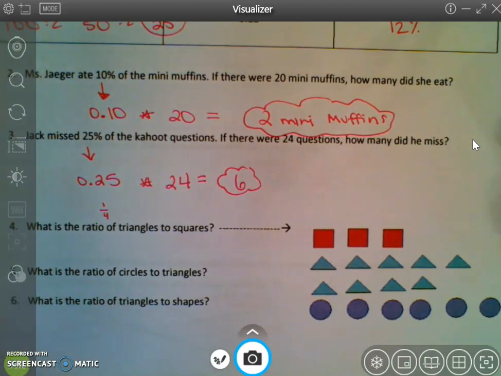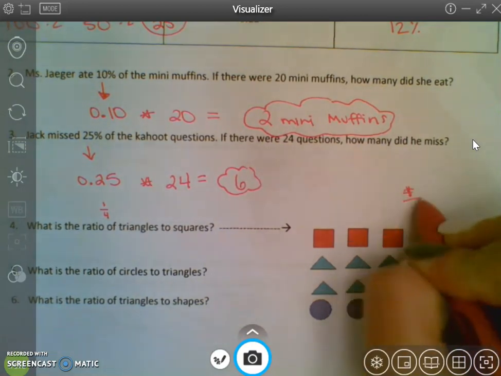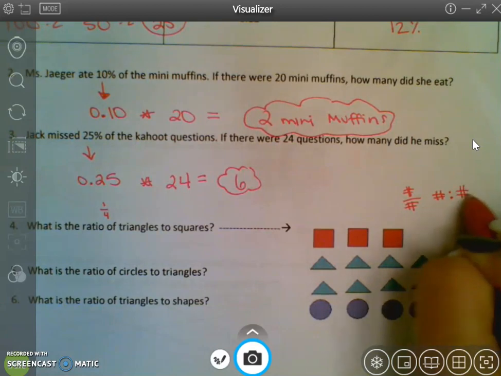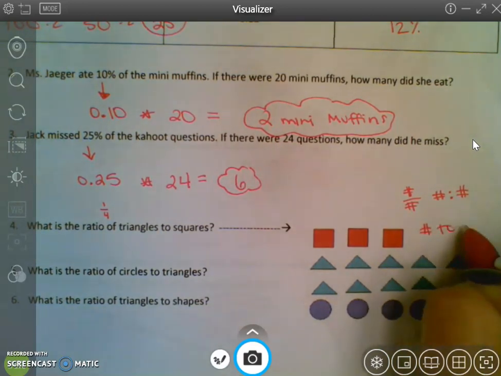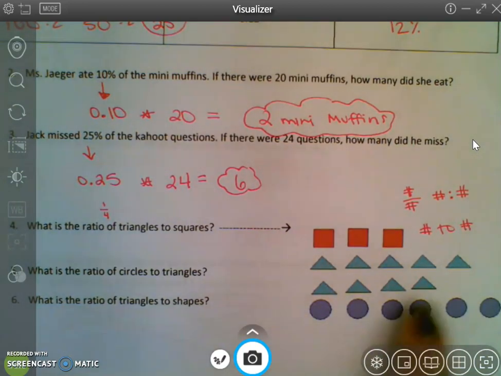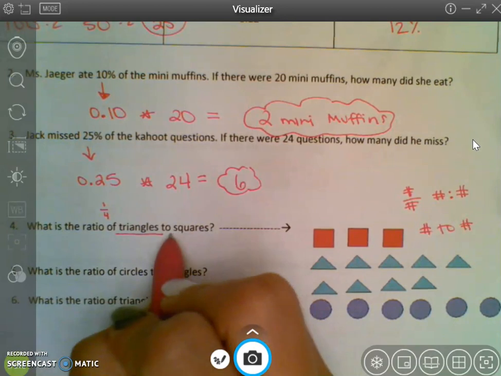Okay, so the next part says, what are the ratios? So for ratios, you could write a number over a number, a number with the little 2 dots and a number, or you can say number to number using the word to. Now, I don't care how you write it. You can do it either way. I'll show you all 3 ways. So the ratio of triangles to squares.